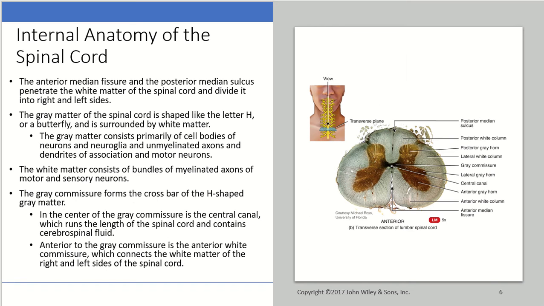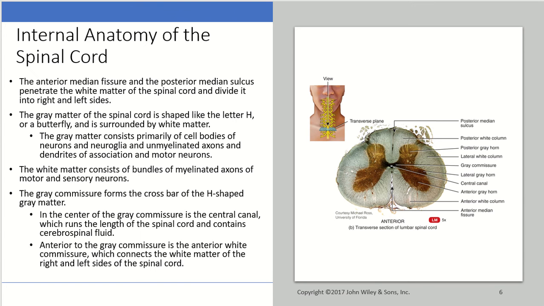So moving on to the internal anatomy of the spinal cord, the anterior median fissure, as well as the posterior median sulcus, are going to penetrate the white matter of the spinal cord and divide it into left and right sides. The gray matter of the spinal cord is shaped kind of like the letter H, or maybe like a butterfly, depending on how you look at it. And then this is going to be surrounded by white matter.